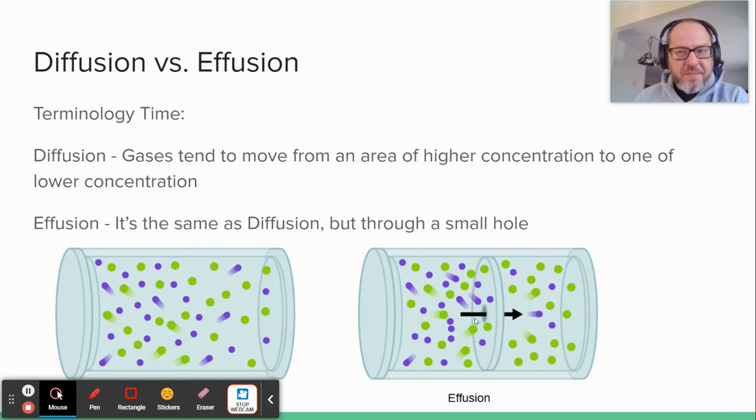This is like when you're using an aerosol spray. You have a gas that is effusing through a small hole. Diffusion is like when there's a scented candle in the room and then you smell it, because the concentration of the smelly gases is going from an area of high concentration by the candle to an area of low concentration, which is at your nose, right?